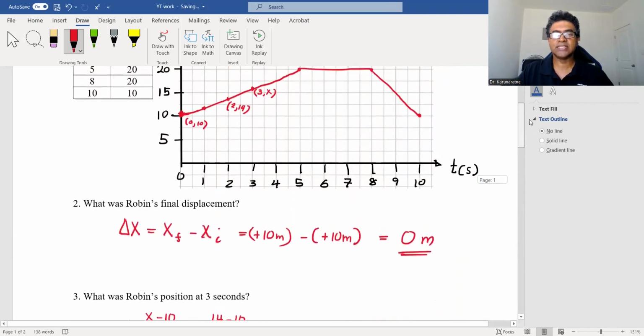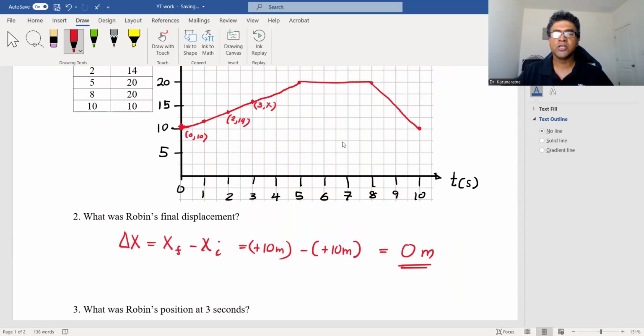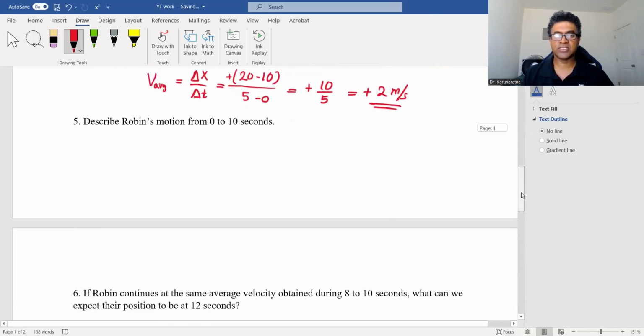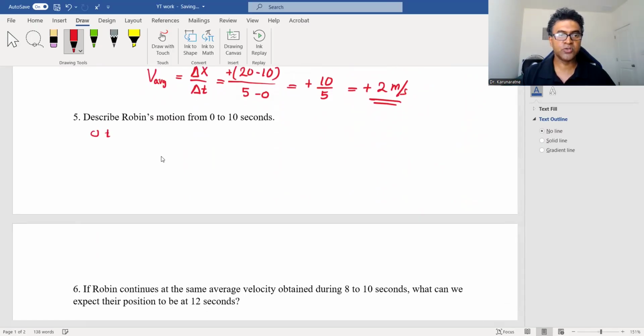So 0 to 10 seconds is the entire duration for the motion. So we can break it down into 3 segments. As you can see clearly from the position versus time graph, there are 3 segments. So I'm going to consider from 0 to 5 seconds as the first stage: constant average velocity of 2 meters per second in the positive direction.